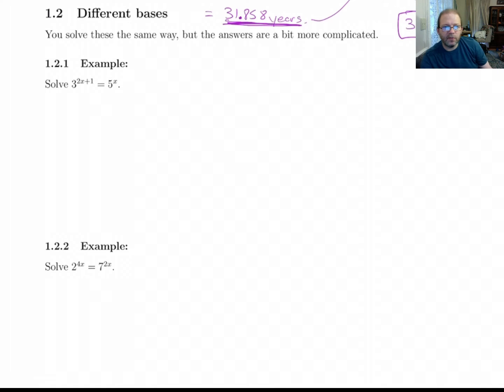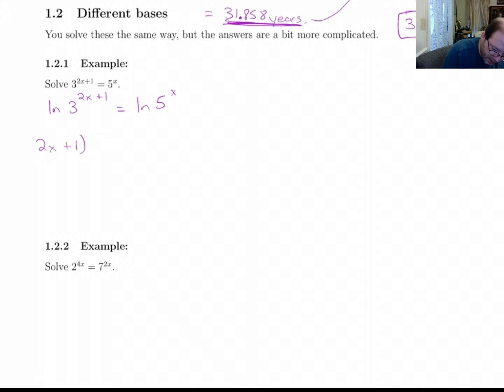All right, next up, let's look at solving exponential equations where you've got exponentials in there with different bases. Like this one, we've got 3 to the 2x plus 1 equals 5 to the x. So what you want to do on these, it's pretty much like the ones before. You want to take the natural log of both sides, then use the power rule to bring those exponents down front. So here we'll do ln of 3 to the 2x plus 1 equals ln of 5 to the x. So this becomes 2x plus 1 whole thing times ln 3 equals x times ln 5.